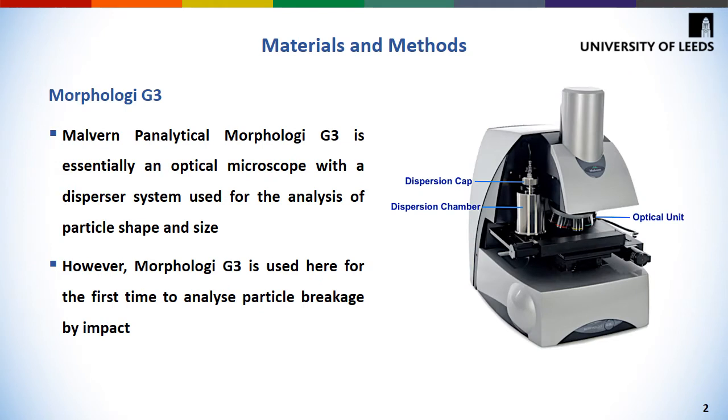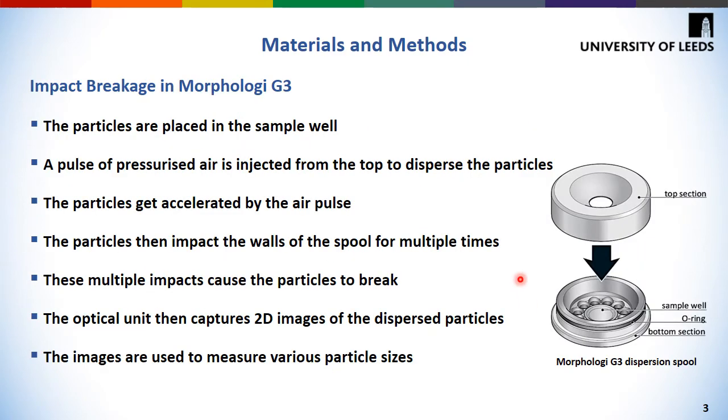Here, for the first time, we make use of Malvern Panalytical Morphologi G3, which is essentially an optical microscope, to characterize particle impact breakage. The microscope comes with a disperser in which particle breakage takes place. How it works is that the particles are placed in a sample well, and a pulse of pressurized air is injected from the top. The pressure for this air jet can be adjusted.